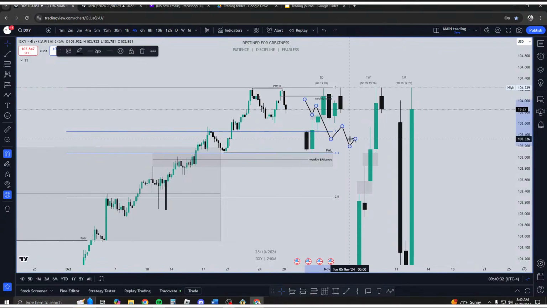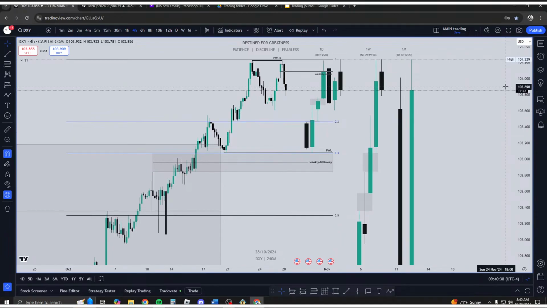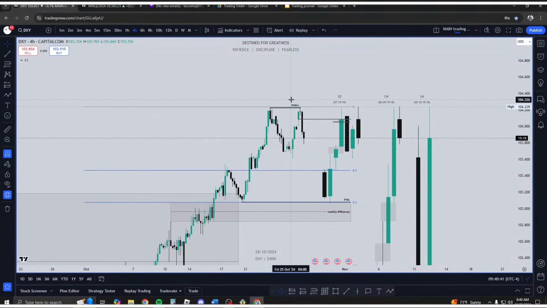But yeah, so there's that on the dollar. Like I said, we have completed the weekly objective here. So if we want to continue lower, that's completely permissible. I'm completely fine with that.